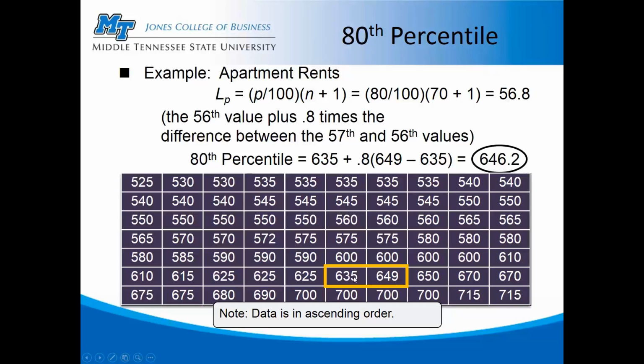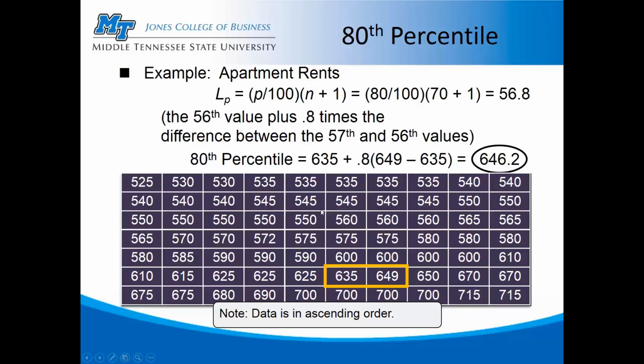Now we want to go 80% of the way between these two numbers. So you take the difference between 649 and 635 and multiply that times 0.8. And then whatever that number is, that's what you add to 635. And you're going to get 80% of the way between these two. And that number turns out to be 646.2. So 646.2 relative to this data set is the 80th percentile.